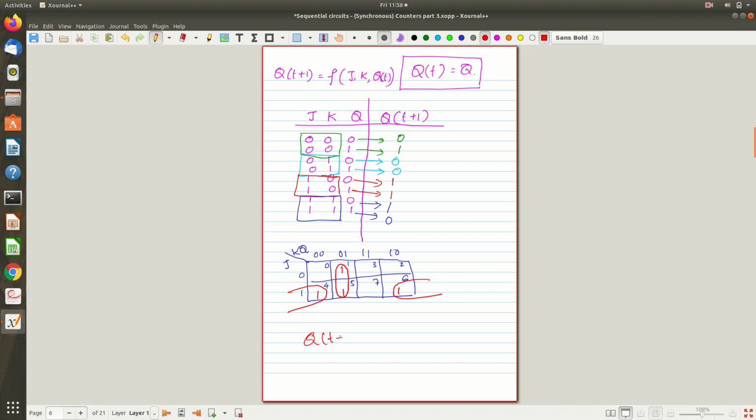So from that you can write Q of t plus 1 as a function of J, K and Q. Just look at that K-map and try. If you are looking at this corner grouping, J, K is getting cancelled, and Q bar, J is 1, so J Q bar, right? Similarly, this corresponds to J Q bar. Similarly, this grouping corresponds to, here J cancelled and K bar Q. So this is the characteristic equation of this JK flip-flop. So J Q bar and K bar Q, right?